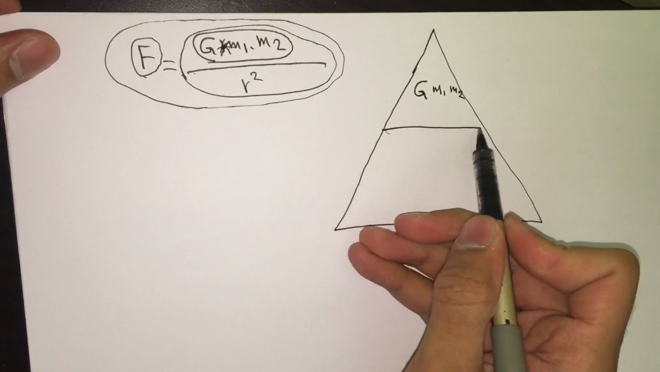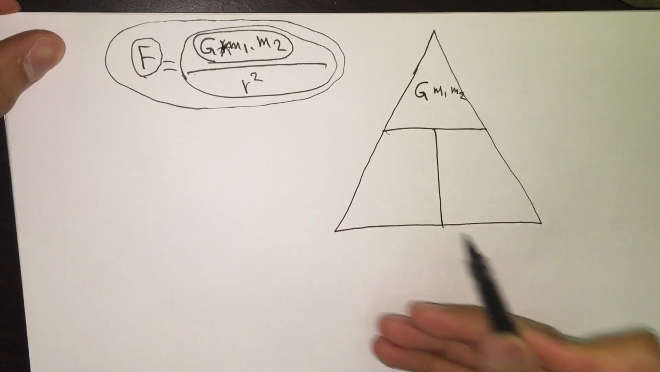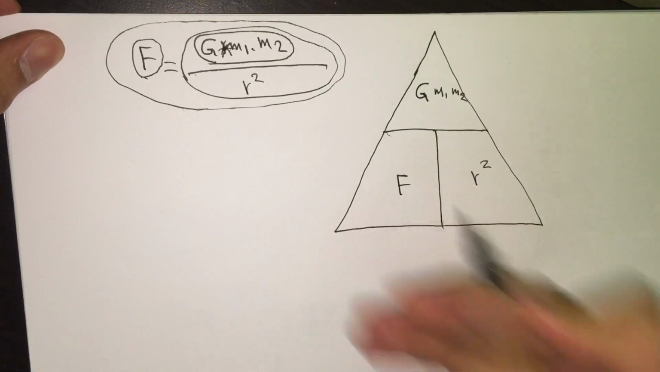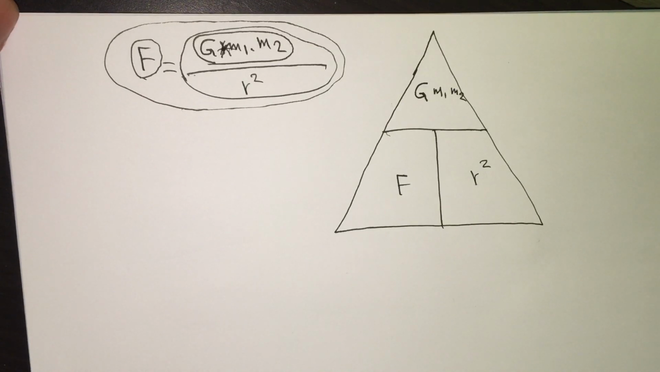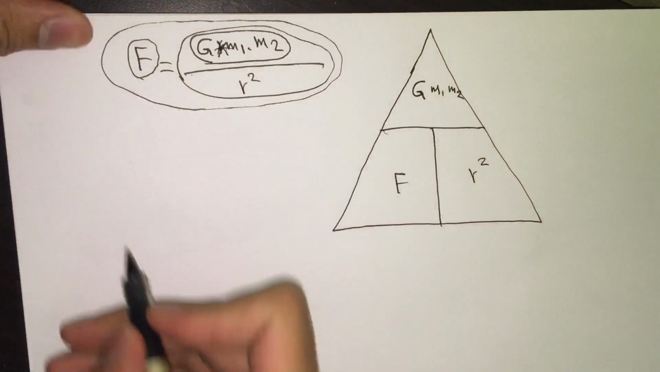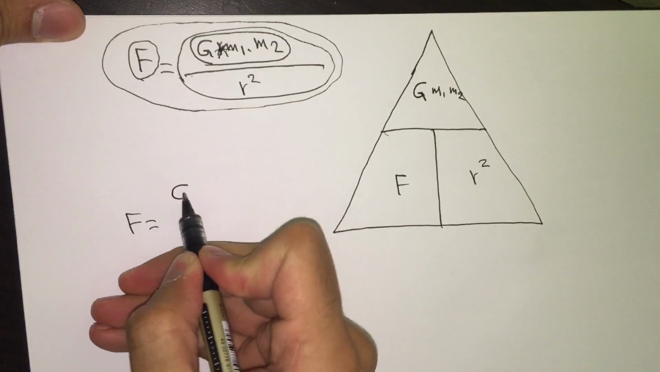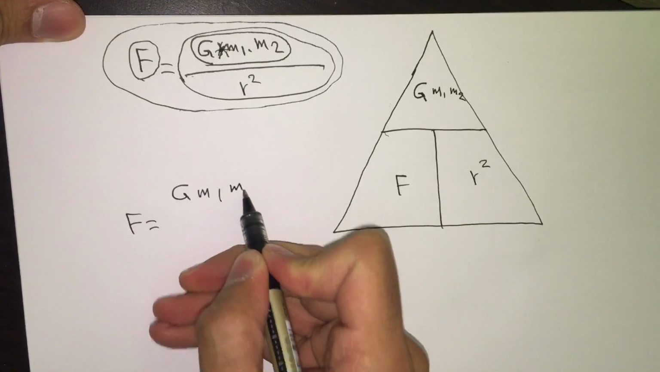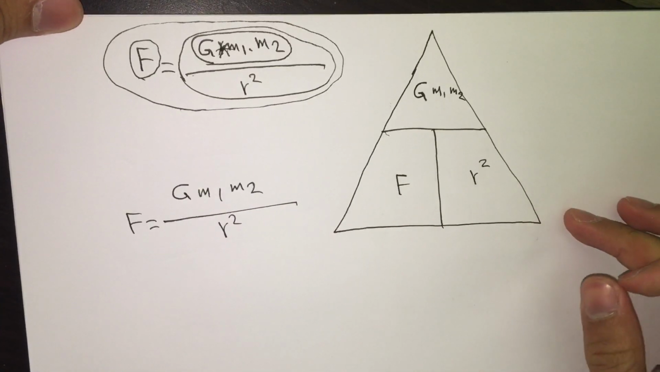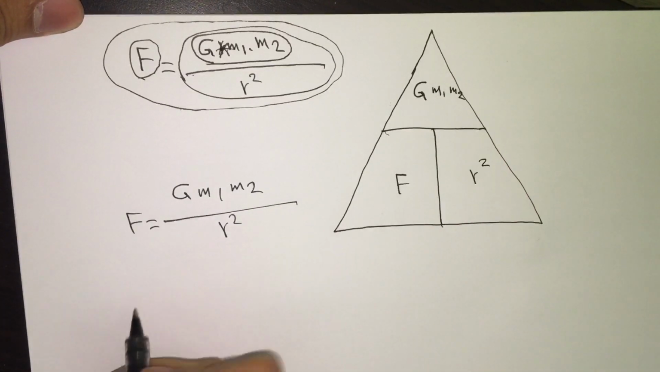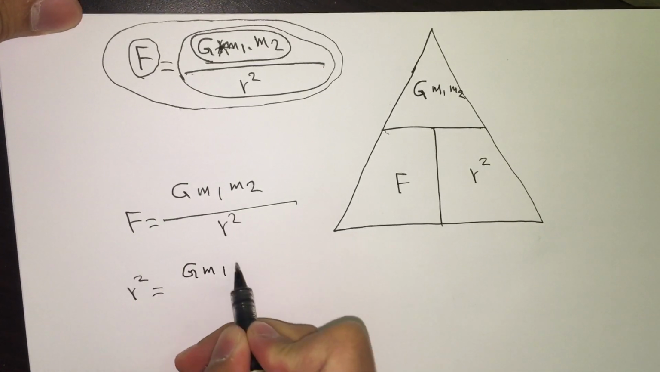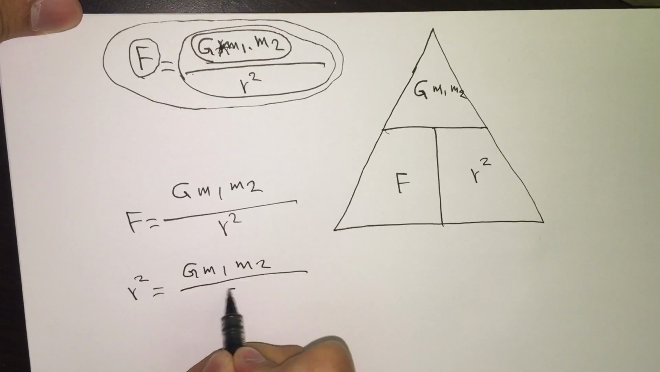And then what goes at the bottom? Well, whatever is left goes at the bottom: r squared, and here the f will go. Okay, what if we want to find the value of f? Just cover the f, and we're left with f is equal to g m1 times m2 divided by r squared. What if we want to find the r squared? We just cover the r squared, and we're left with r squared equals g m1 times m2 divided by f.